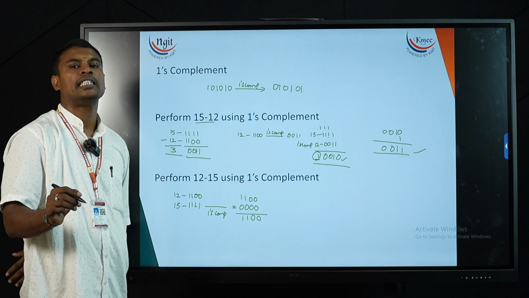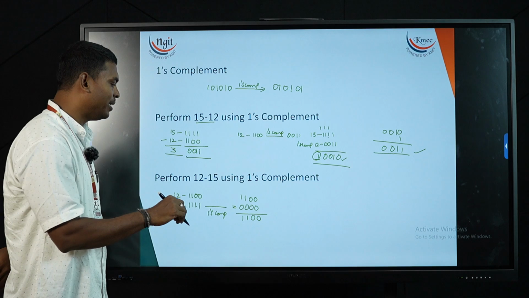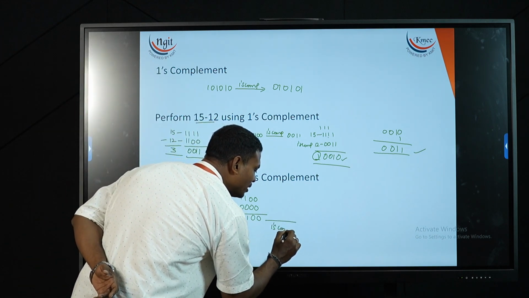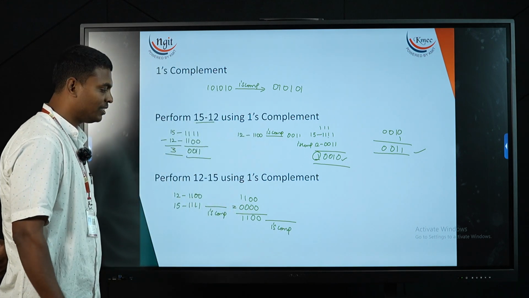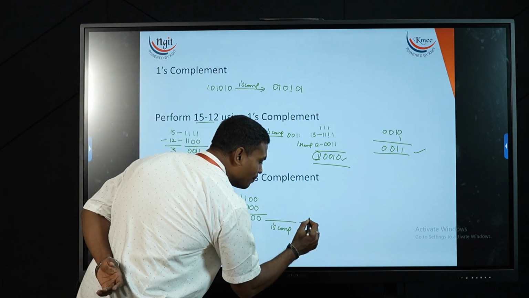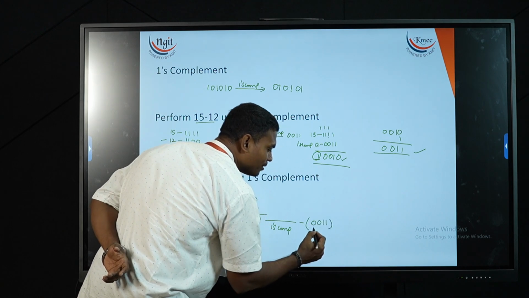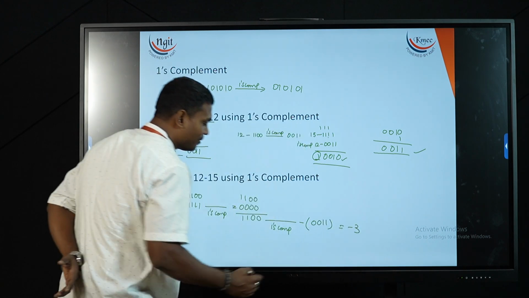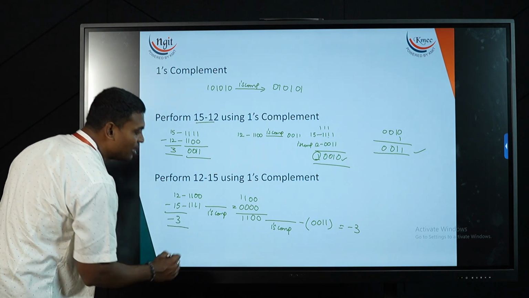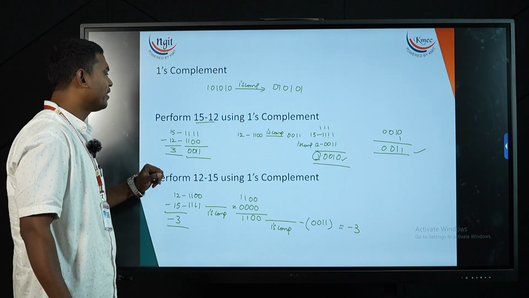When no carry is generated, my result is a negative number and the result is in 1's complemented form. So this is in 1's complemented form. So I need to perform 1's complement on my result again. This is a negative number and I should perform 1's complement on it. So what is it? Minus of the 1's complemented value, that is 0 0 1 1. So this is minus 3. So I get here 12 minus 15 is minus 3.